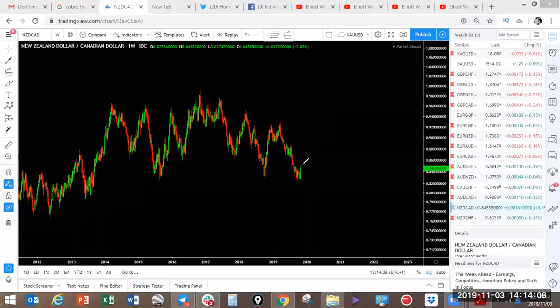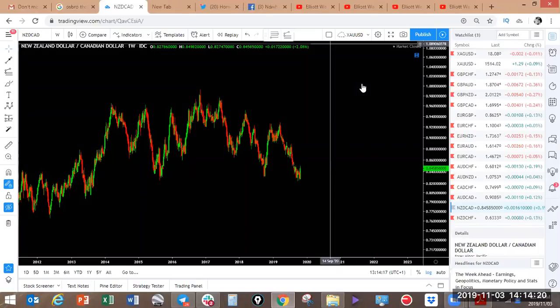Either that or this can start at current levels, but I'll prefer the second option, this one, and then up. Even break lower and then we push higher. That is the New Zealand CAD.